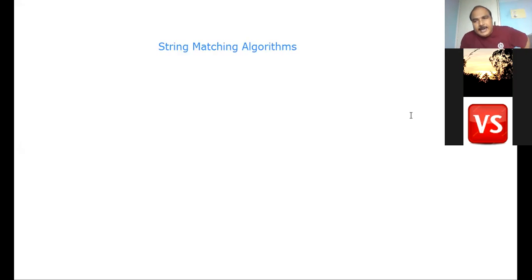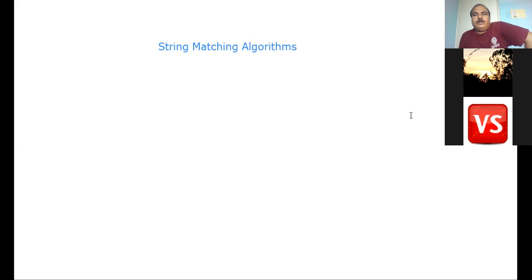The editor applications also use string matching algorithms to find a string that occurs in a program, or to find a pattern in a program. So this is one more application.